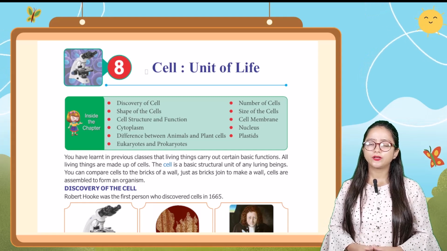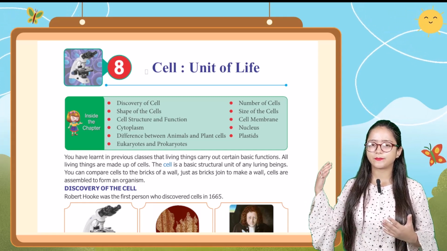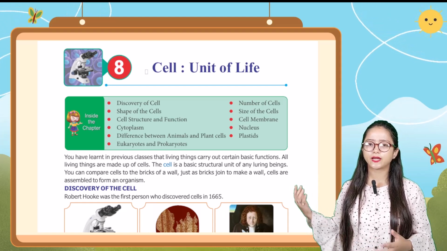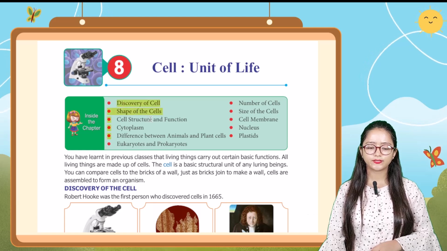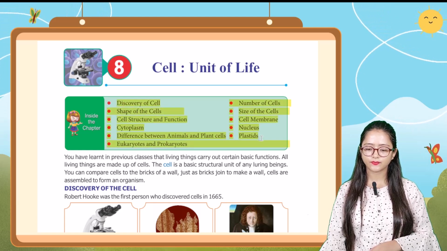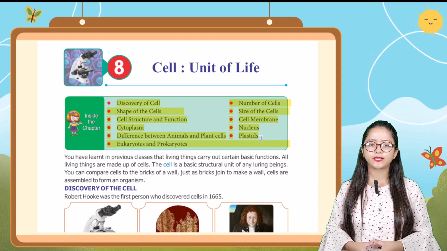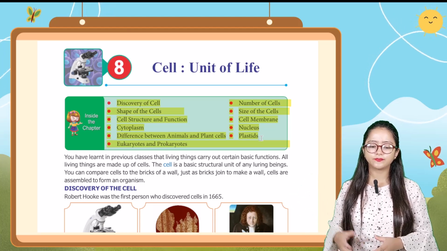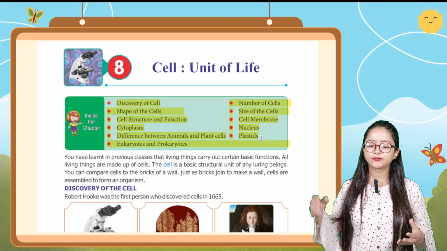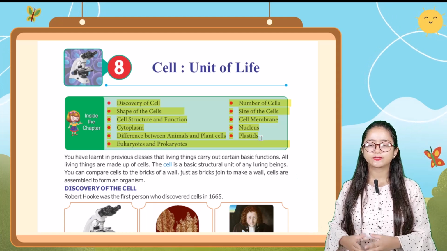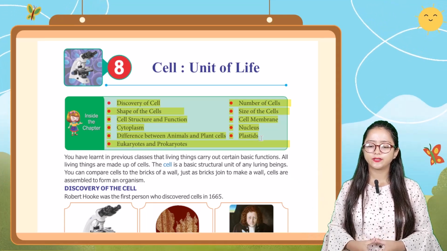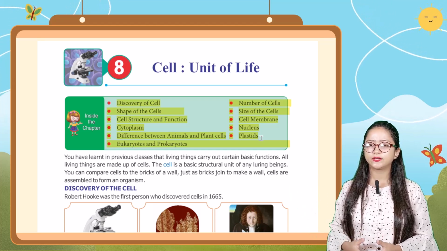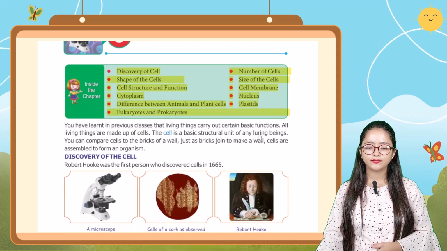Okay. So now in today's class we're going to learn a fresh new chapter, that is chapter 8, Cell: Unit of Life. Before starting this chapter there are some inside-the-chapter points. The points are: first one, discovery of cell. Next, shape of the cells. Next one, cell structure and function. Next, cytoplasm. Next, difference between animal and plant cell. Next one, eukaryotes and prokaryotes. Next, number of cells. Next, size of the cells. Next, cell membrane, nucleus and plastids. Let's start the chapter.